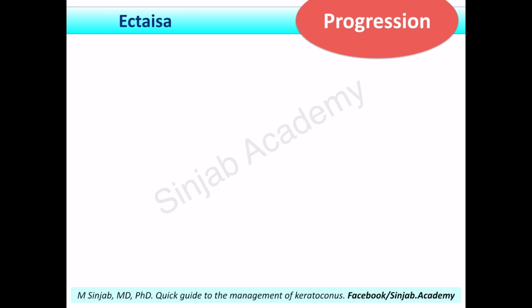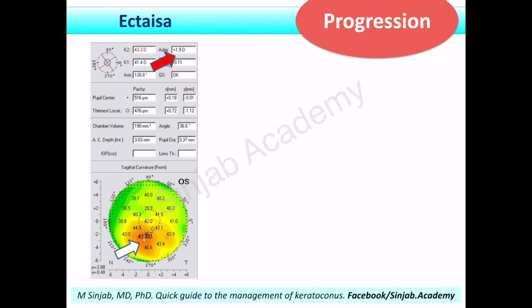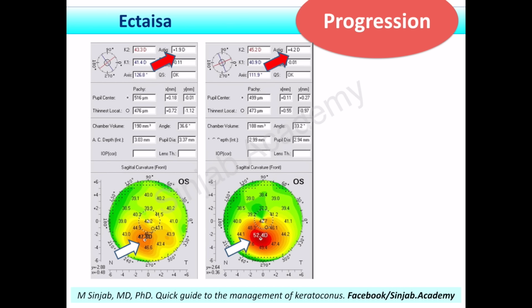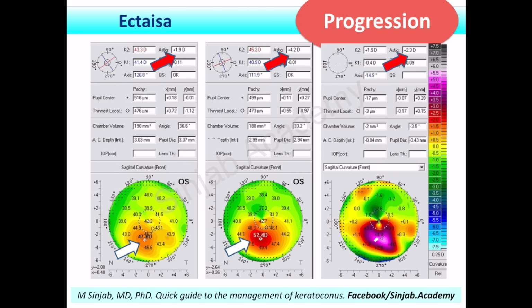The best way to find the changes is to use the difference map on corneal tomography, because it shows us the changes in numbers and in the shape also.